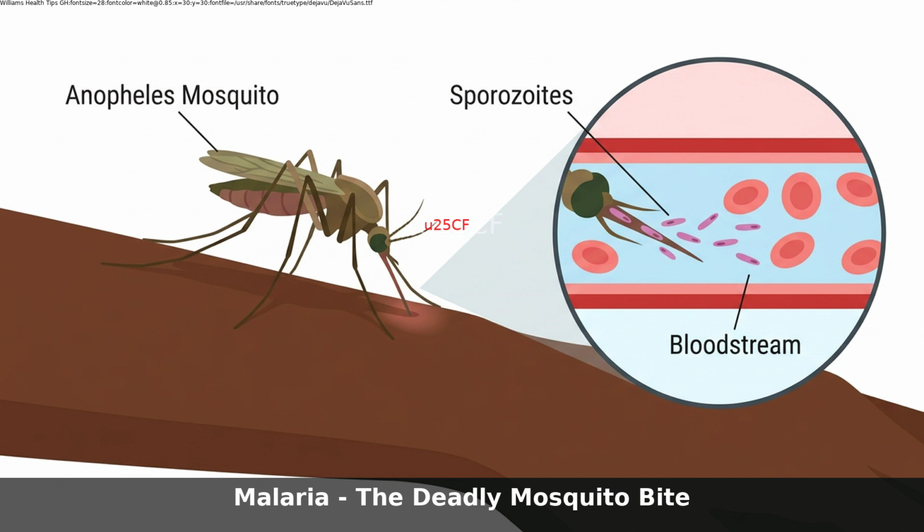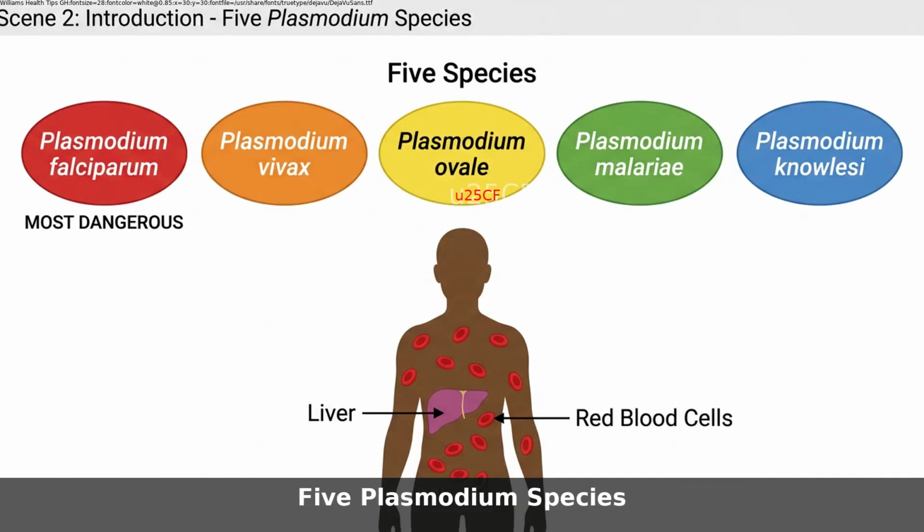But what exactly happens inside your body? Why does malaria cause fever in cycles? And why is Plasmodium falciparum so dangerous? In today's video, we'll follow the malaria parasite on its incredible journey, from the moment an infected mosquito bites you to the life-threatening complications of severe malaria. By the end of this video, you'll understand exactly how malaria develops and why early treatment can save lives.